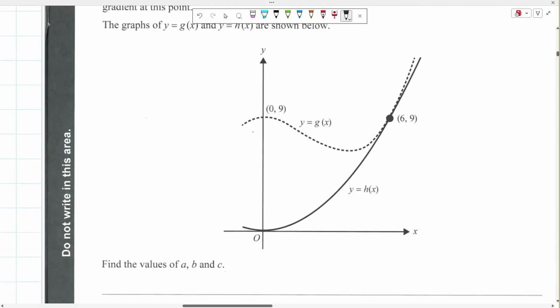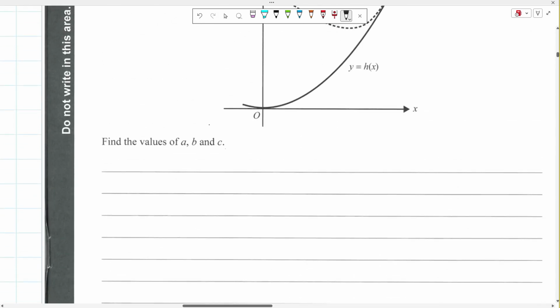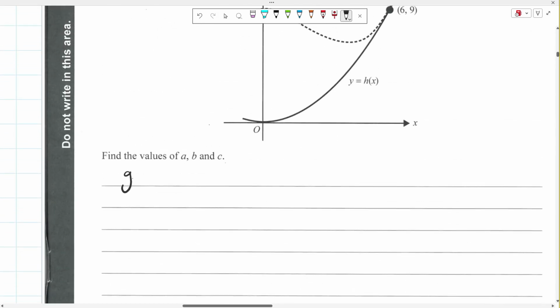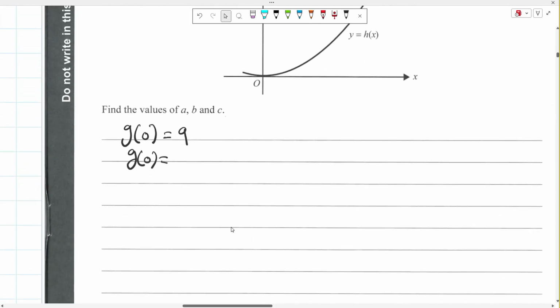Now, as soon as I hear that, the graph of g of x passes through the point 0, 9, I know that g of 0 is equal to 9. Now, what is g of 0? Well, you go back, you plug in 0 for x. It's really just c. And we know that this is equal to 9. So c is equal to 9. So we already have that.